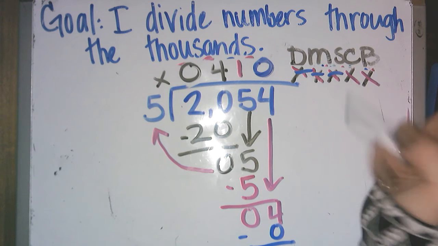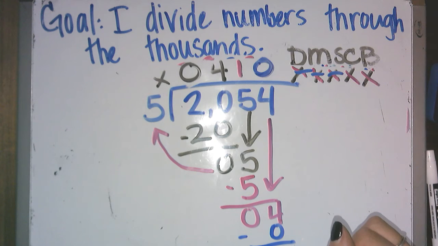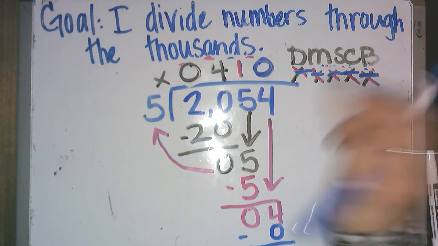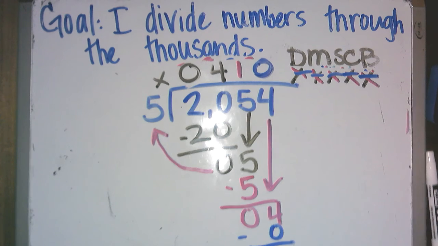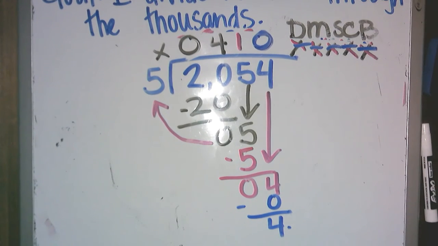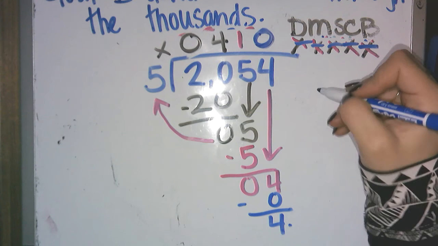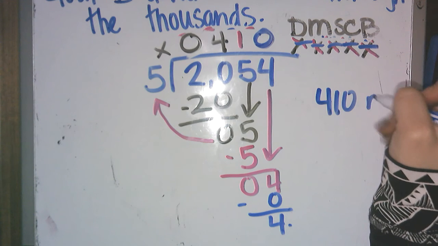So I did my first steps. I check. 4 is less than 5. There's nothing to bring down. So this 4 down here at the bottom would be my remainder. So my answer would be 410, remainder 4.